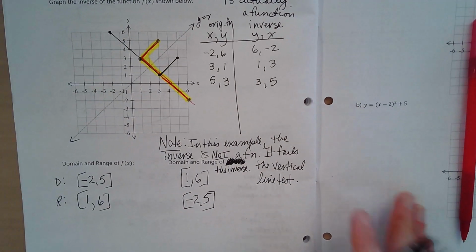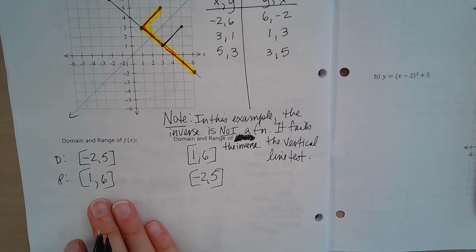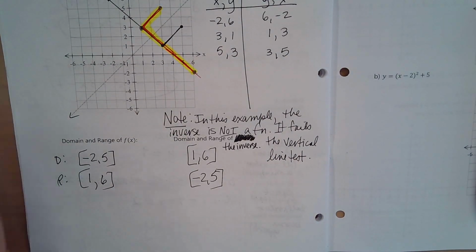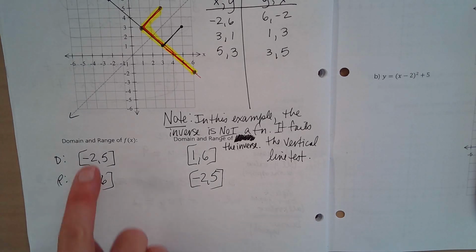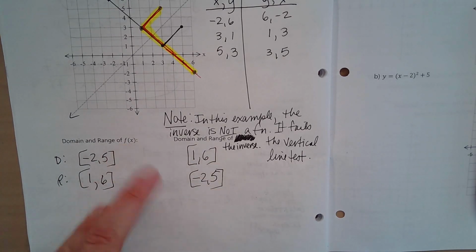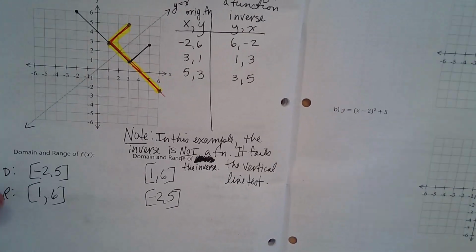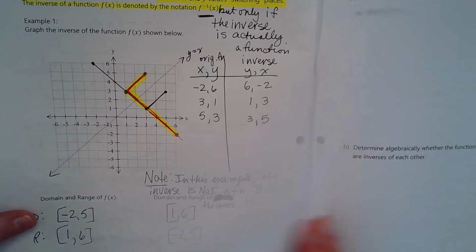Okay. So hopefully you weren't surprised at that. How do the domain and range of the original compare to the domain and range of the inverse? How do these two compare to these two? They're just switched, right? Which makes sense. If you switch the x and the y values, the domain and range are going to switch. Okay?